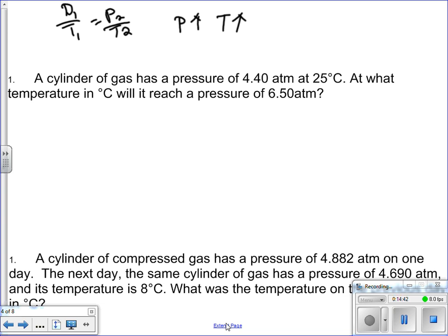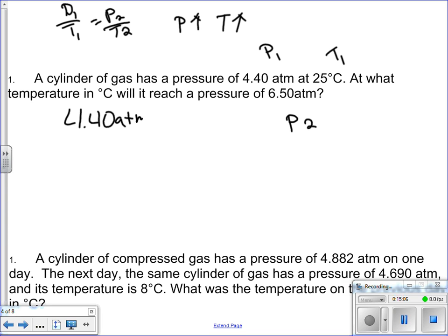So a cylinder of gas has a pressure of 4.4 atmospheres. Atmospheres tells me pressure, so that's P1. At 25 degrees Celsius, that's T1. At what temperature in degrees Celsius will it reach a pressure of 6.50 atmospheres? So that's P2, we're looking for T2.